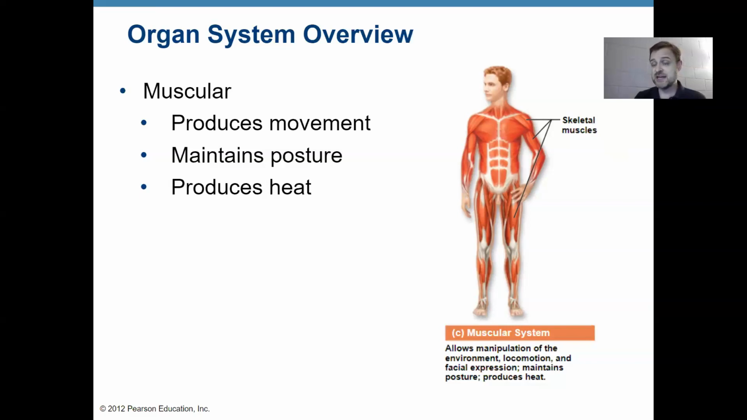Muscles also produce heat. Your 98.6 or 97.5, depending upon who you're talking about. The average body temperature is produced by heat given off by your body, largely your muscles.